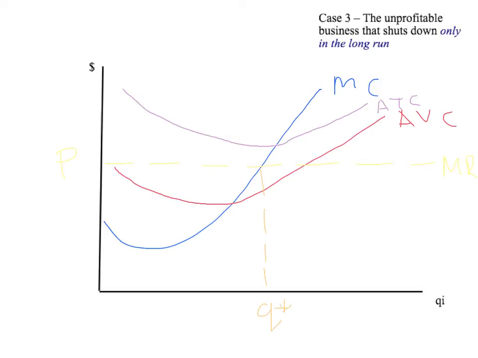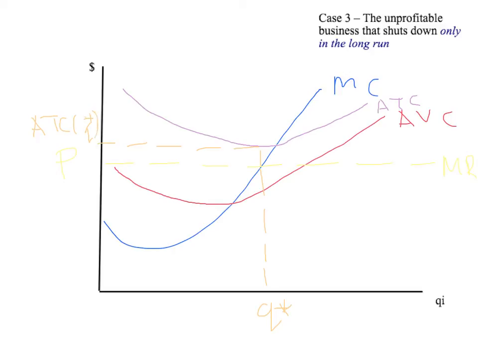If it produces anything, it will want to produce Q star. But as we've learnt from the previous example, we now have to ask the question, does it want to produce anything? Well, let's check. What's its average total cost at that quantity? Well, it's up here, it's above price. Damn, it's still making a loss. Average total cost at Q star is above the price. So we know this firm is making a loss.